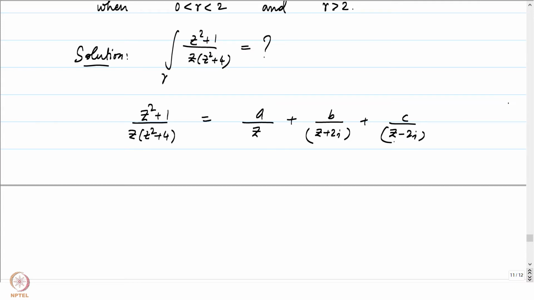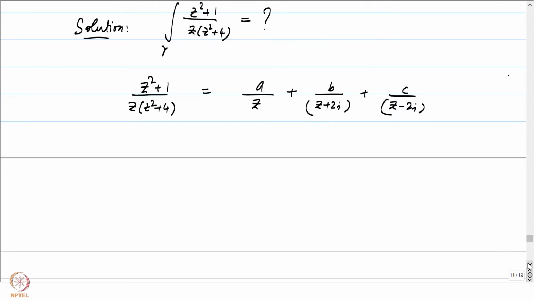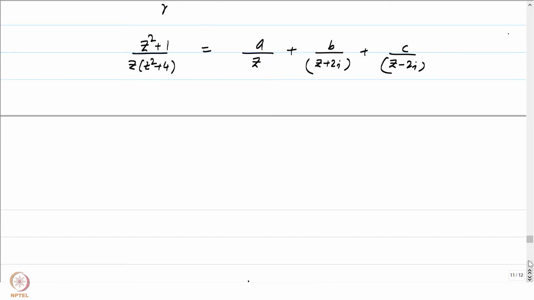And as you can see, the points 2i and −2i are going to create problems. So the circle of radius 2 is going to be contentious. That is one reason why r greater than 2 and r less than 2 was being considered. Of course, z equal to 0 is immaterial. We will come to all that in a minute. Before that, let's just quickly solve what a, b, c would be.